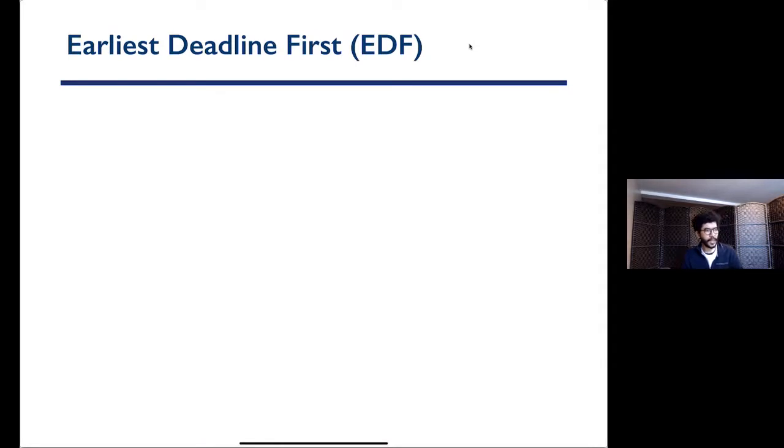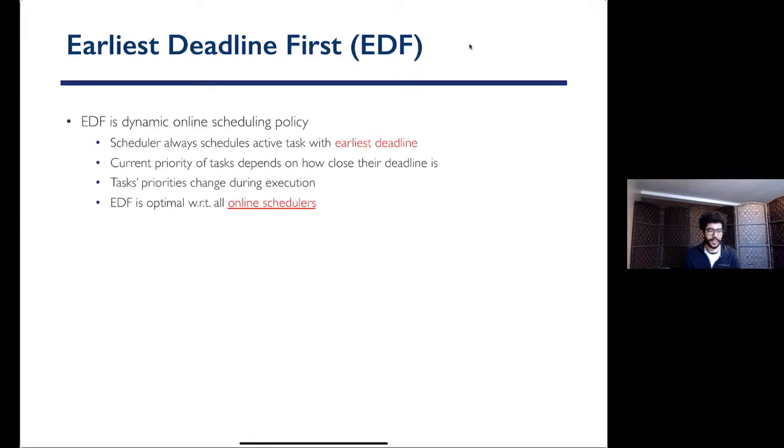OK, so next, we're going to talk about another example from a different class. RM was from the static scheduling class. Now we want to talk about the dynamic scheduling class, and EDF is an example of that class. So EDF is dynamic. It prioritizes jobs based on their deadline. The earlier your deadline is, the higher your priority becomes.